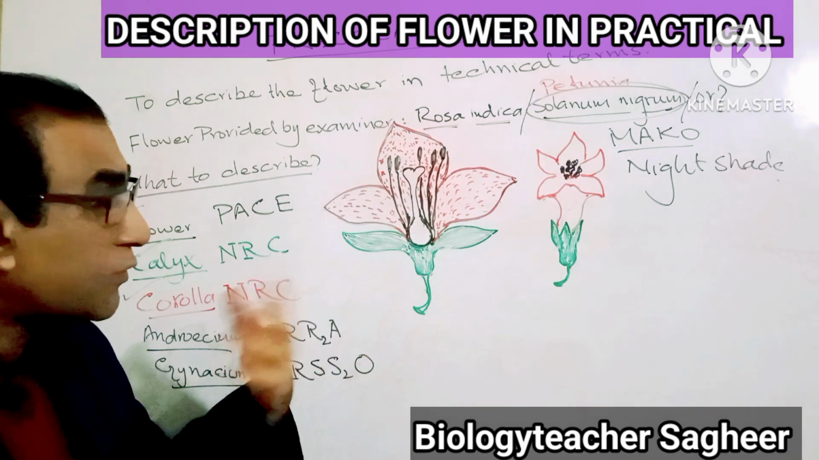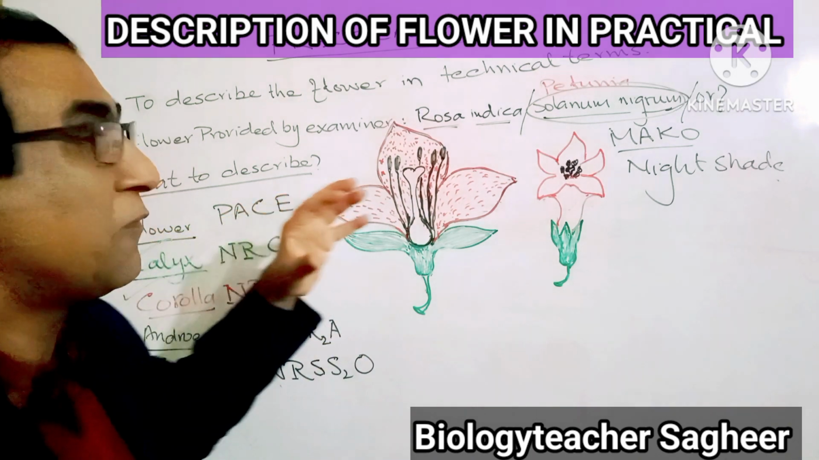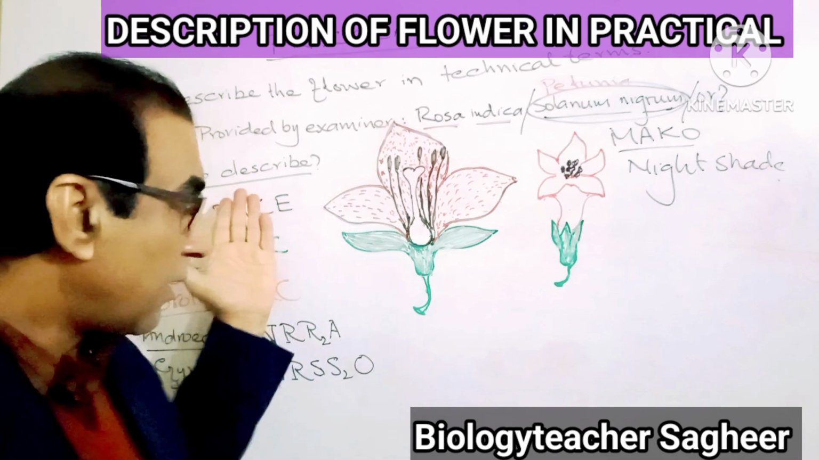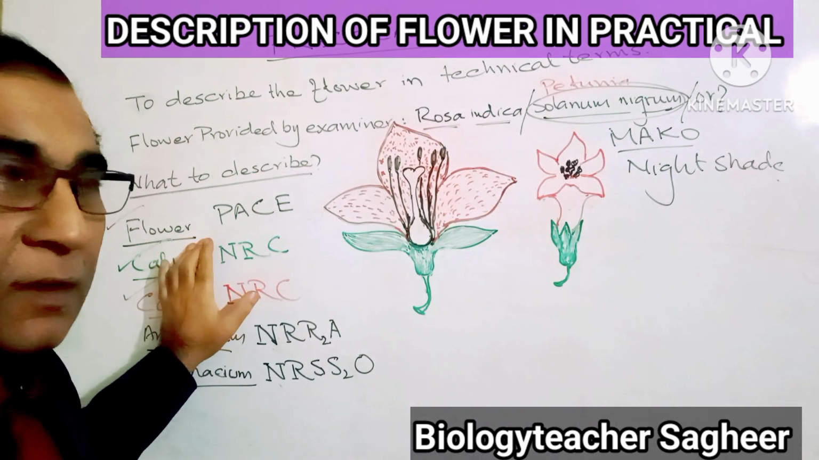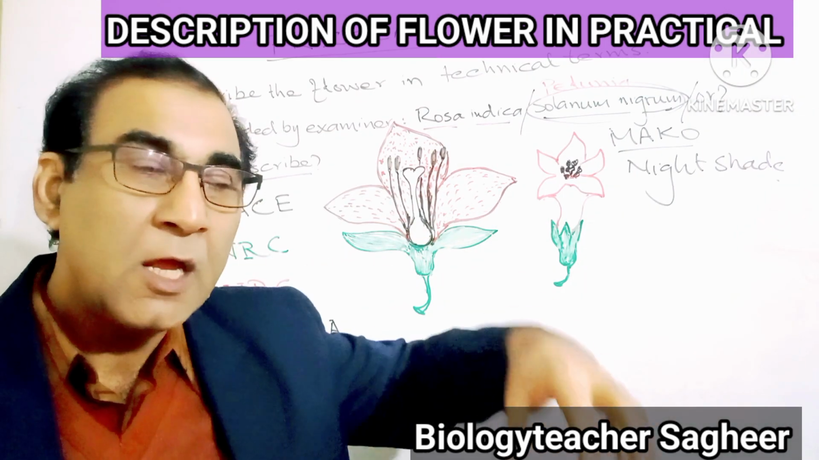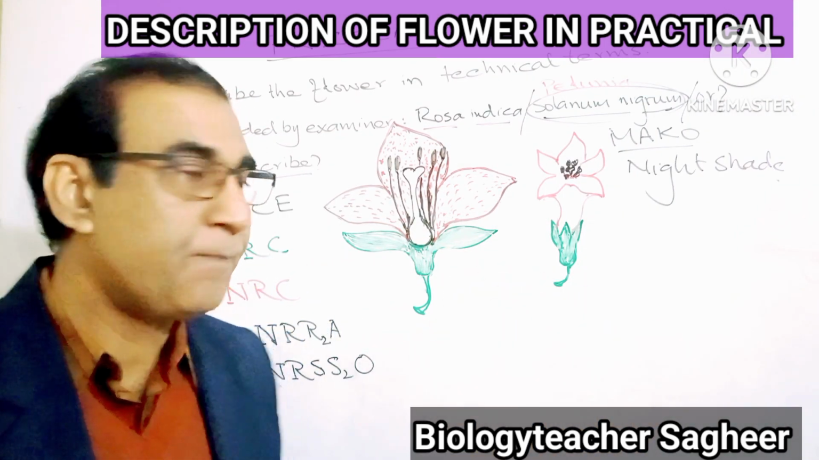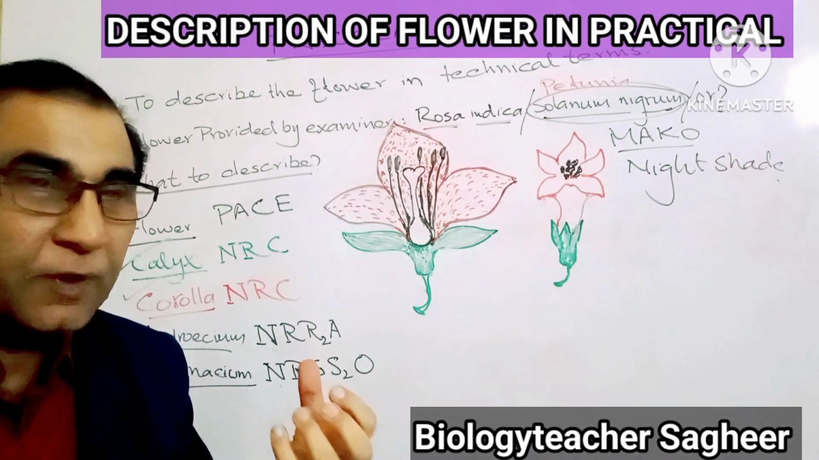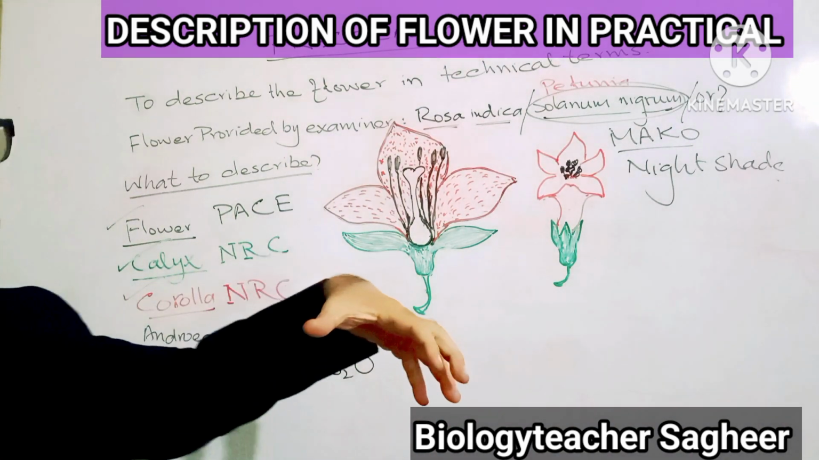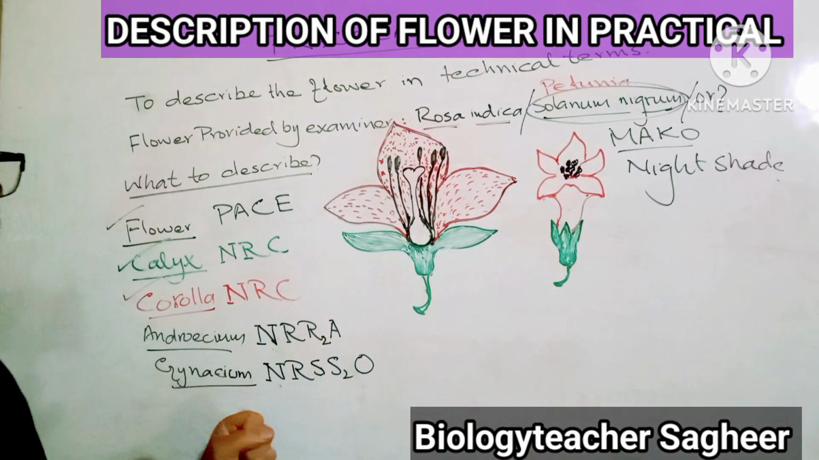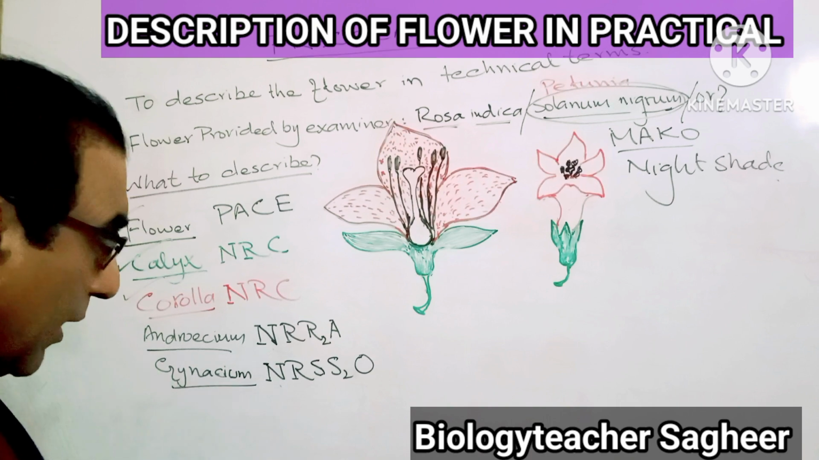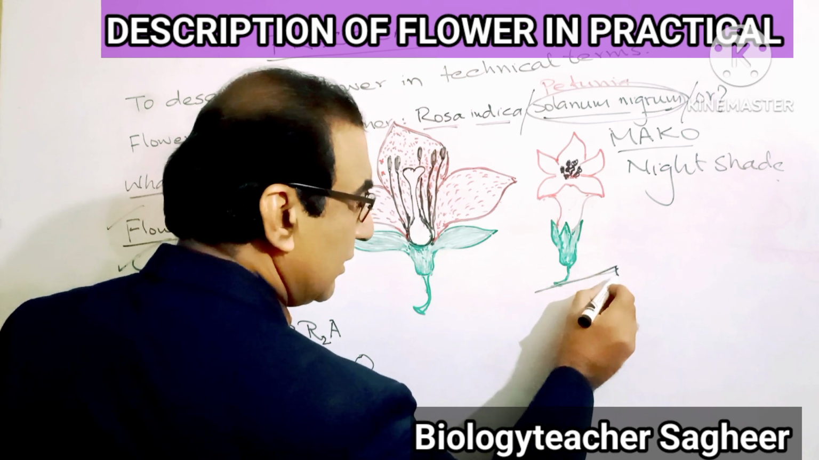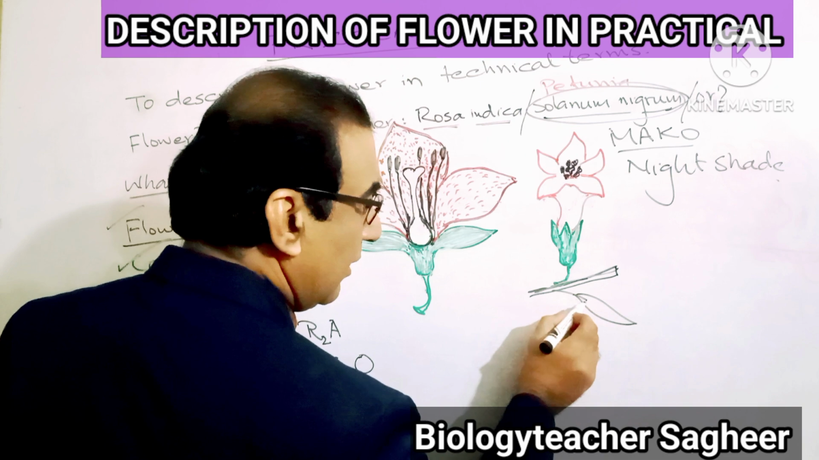Now, first of all, if you have to describe the floral character, or the flower simply, you are asked about the flower. When you are asked about the flower, it means you have to describe the general characters or the morphology of the flower. When you come across this question, what should be described first? At first sight, you see whether the flower is attached to the floral axis through the pedicel or not. Suppose this is the floral axis. This is another. This is a leaf.